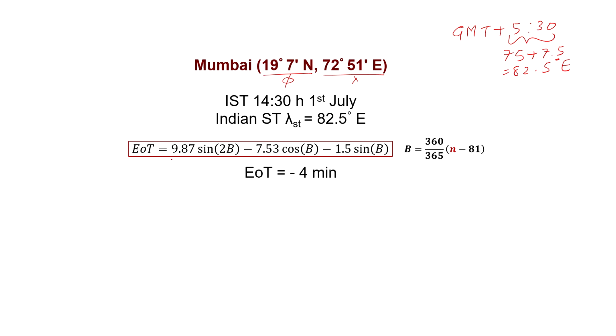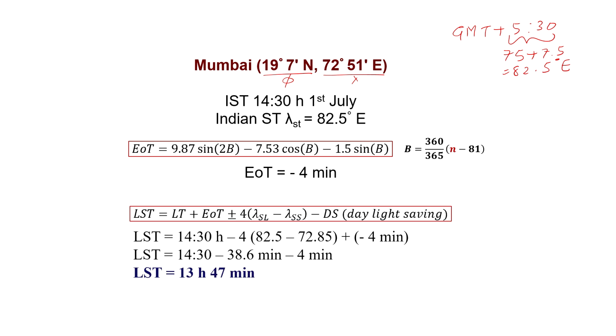So, equation of time I can work out using this equation for the day which is 1st July. We can calculate what is the value of n, and using that we can calculate the equation of time. It comes to minus 4 minutes. Then we can calculate local solar time. Local solar time will be local time plus equation of time plus or minus lambda SL minus lambda SS minus daylight saving. Okay. So, here India does not have any daylight saving, so we can ignore this part.